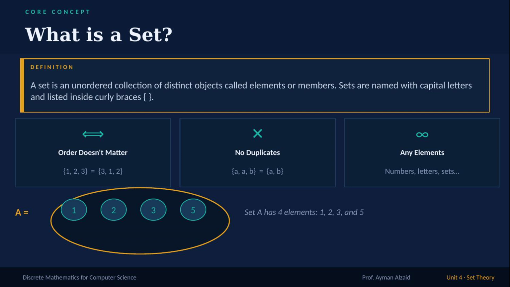Look at set A on screen. It contains 4 elements: 1, 2, 3, and 5. Each one is a distinct member of A.